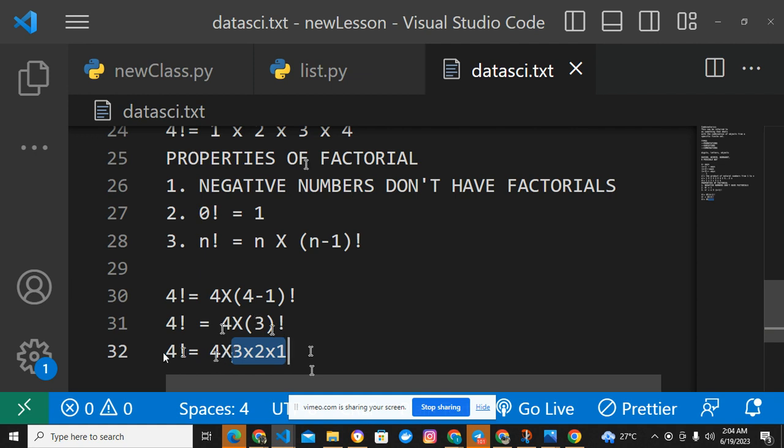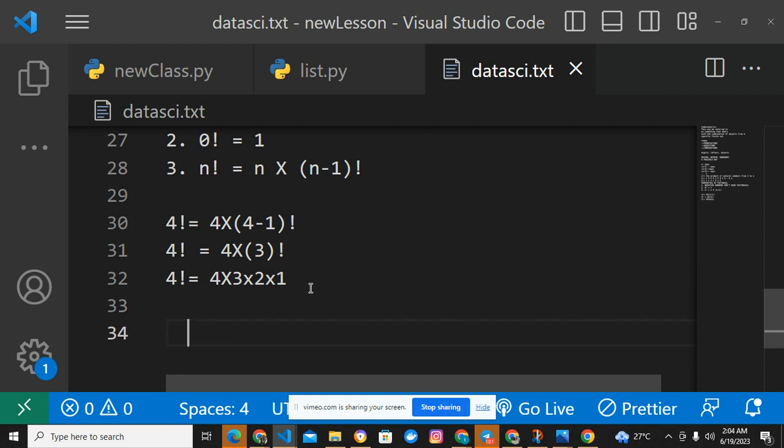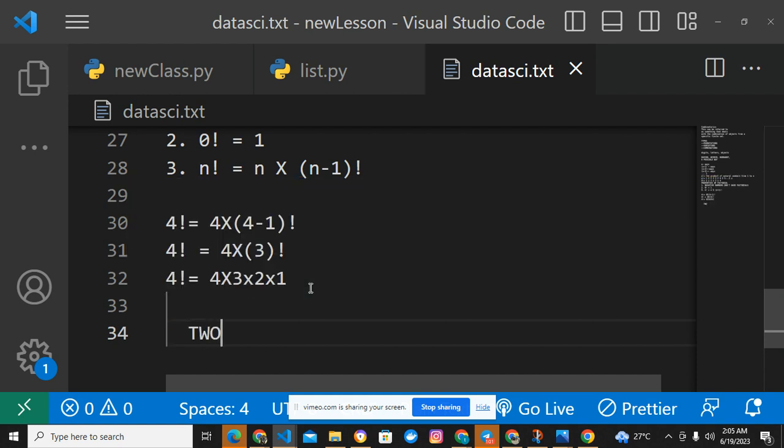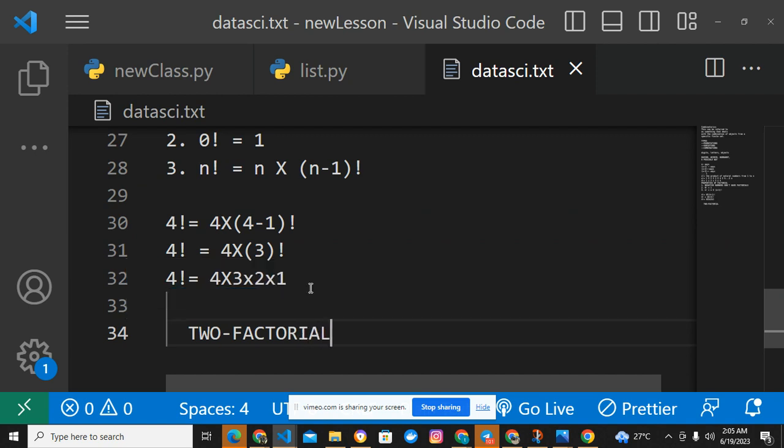Another one we should not forget is double factorial. What we have been dealing with all through now is single factorial. The 2 I mean here is double factorial, not 2 as in the number 2.